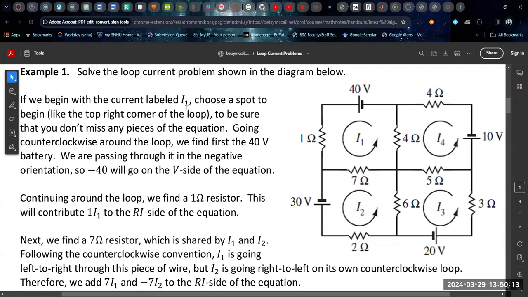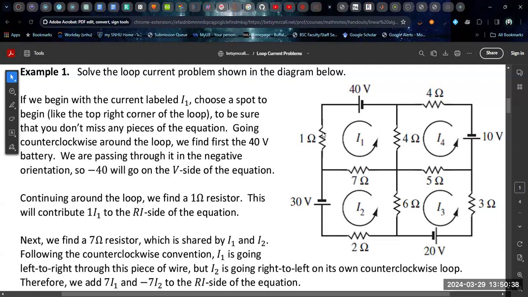Now, if we're going to begin with I1, which is our first current loop going through this top left corner of our graph. The first thing that we're going to recognize is that according to our convention, we're going from the small side to the large side. So we're going to designate this voltage on this loop as minus 40. And then we're going to continue around our loop.